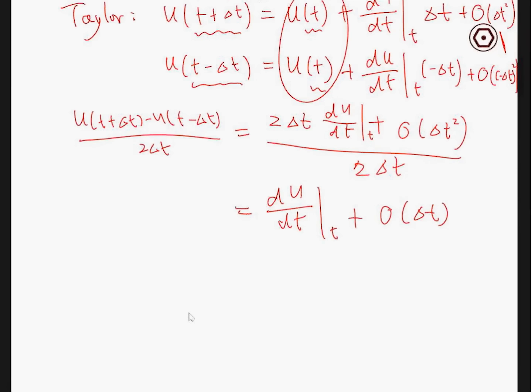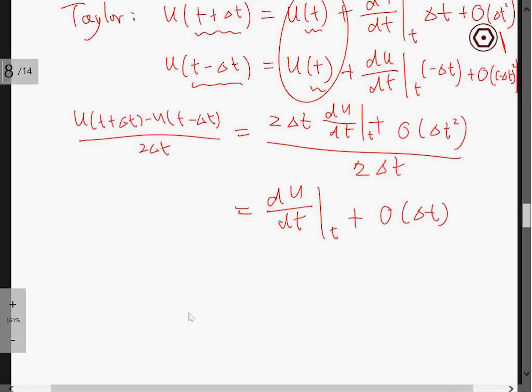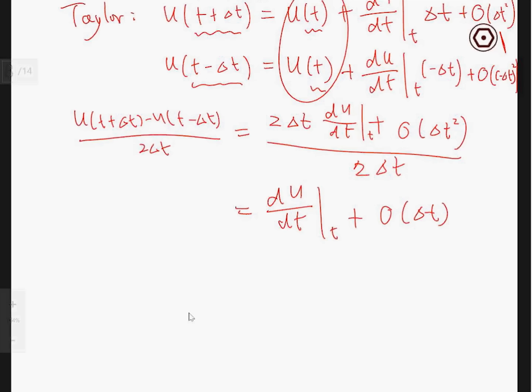Is it confusing? Does this conflict with itself by saying that this is both O(delta t) and O(delta t squared)? Do I contradict myself? No? Yeah, how is it both? How can this term here be both O(delta t) and O(delta t squared)? Again, yeah, I want somebody else, yeah.